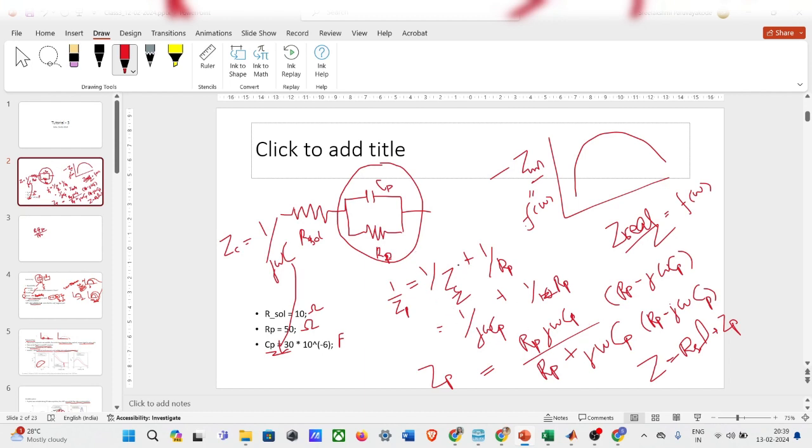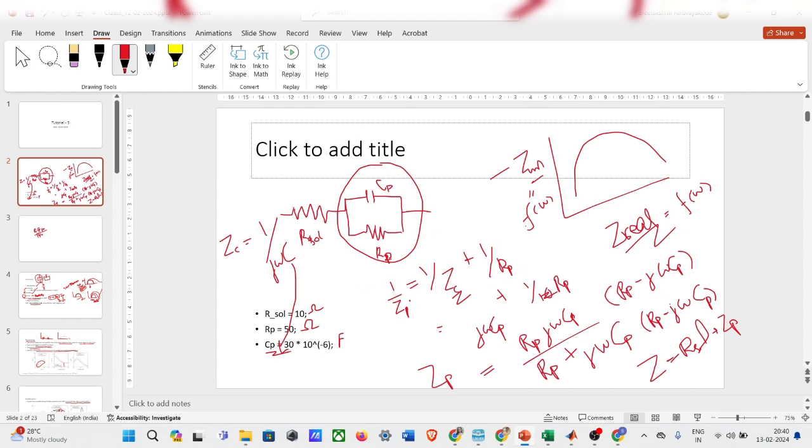What is 1 by Zc? It's j omega Cp, right? It's not 1 by. It's not clear? See, I'm taking this in parallel. So what should it be?